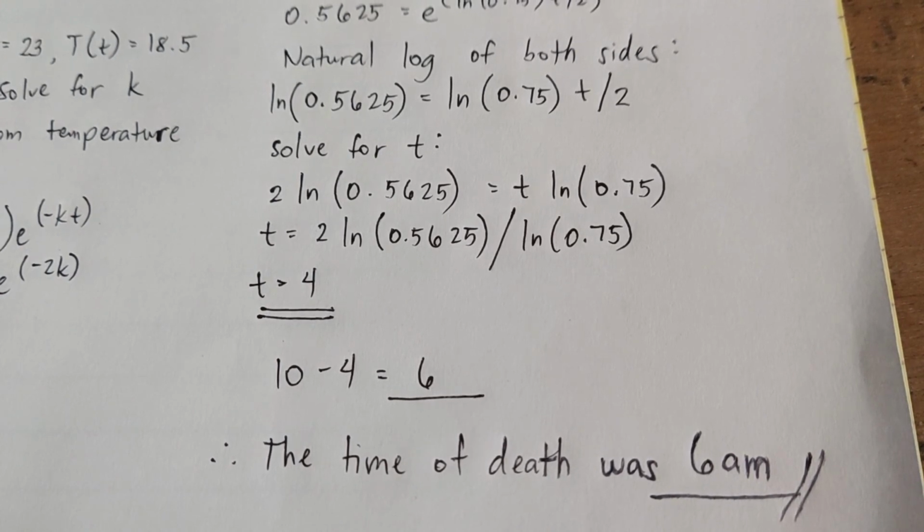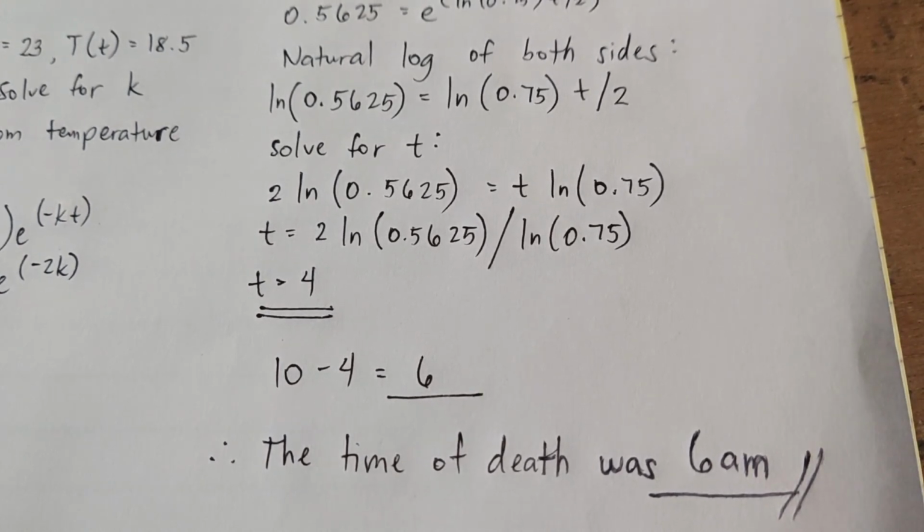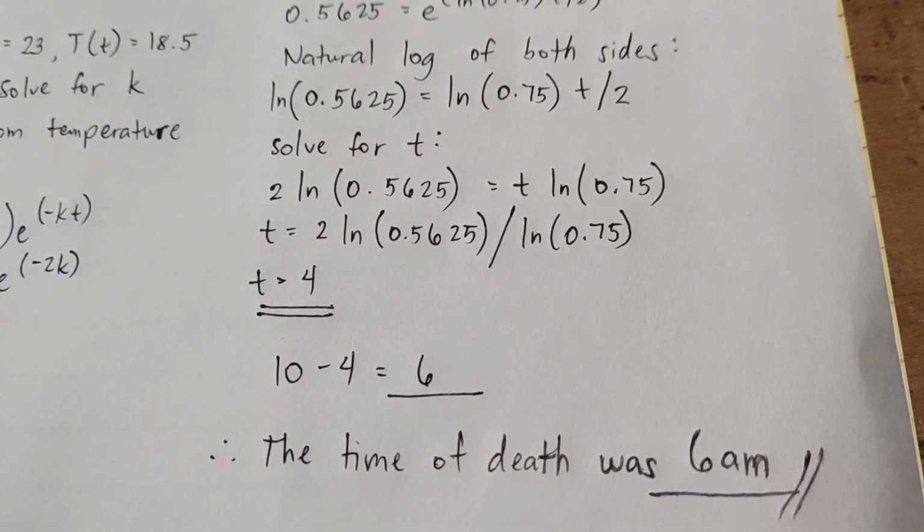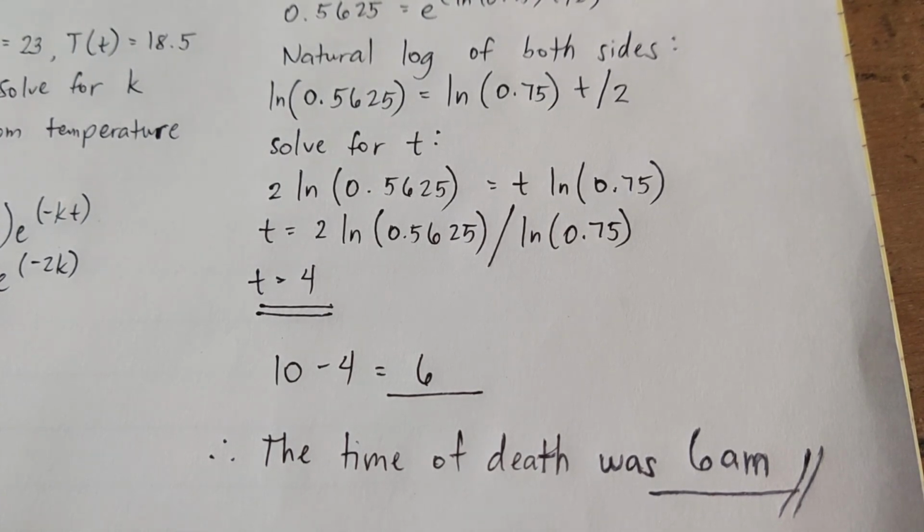Natural log of both sides. Ln 0.5625 is equal to ln 0.75 times t over 2. Solve for t. 2 ln 0.5625 is equal to t ln 0.75. t is equal to 2 ln 0.5625 over ln 0.75. t is equal to 4. Subtract it from 10. 10 minus 4 is equal to 6. Therefore, the time of death was 6 a.m.